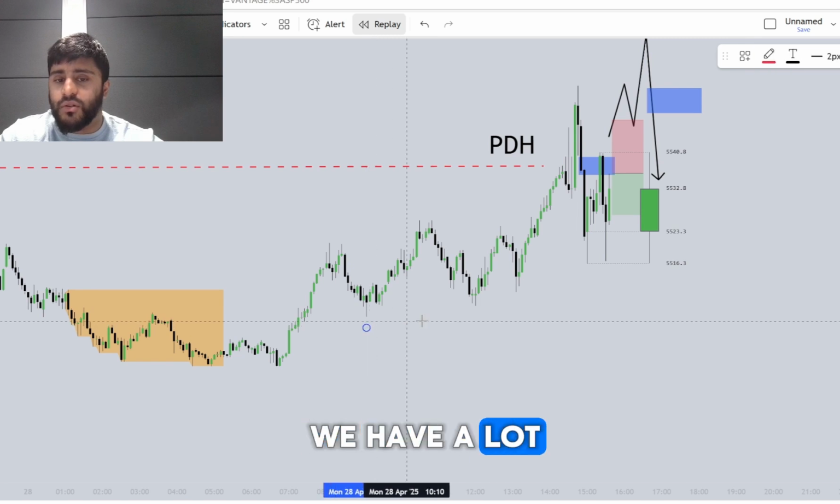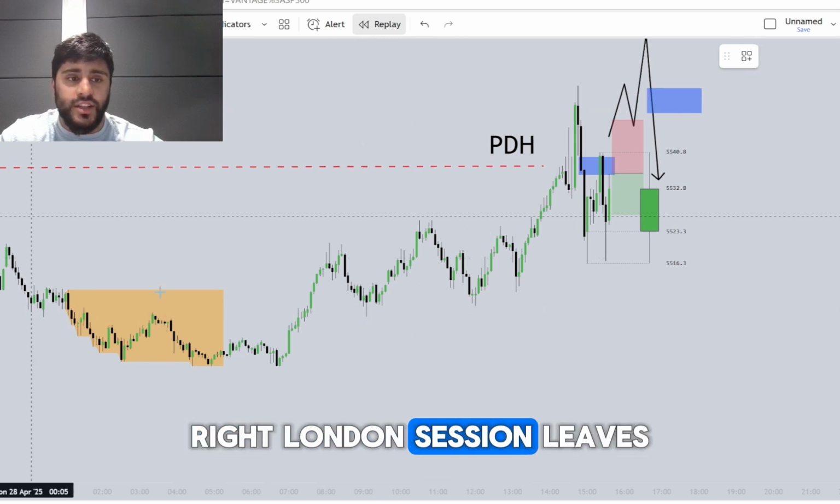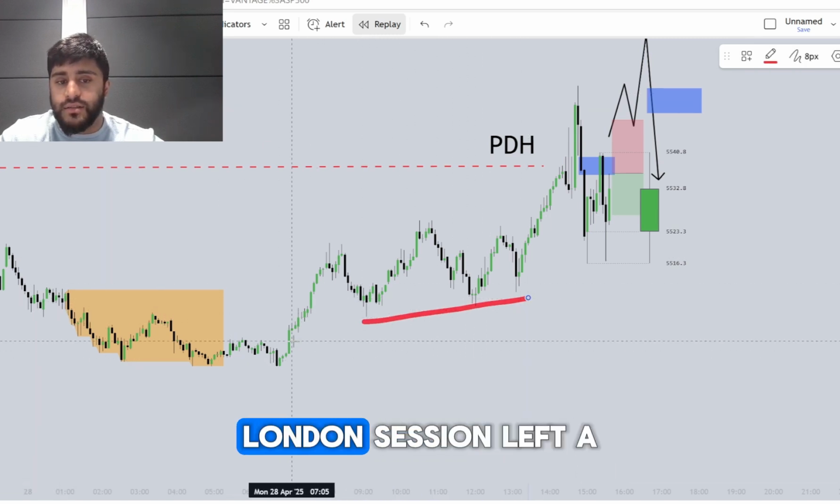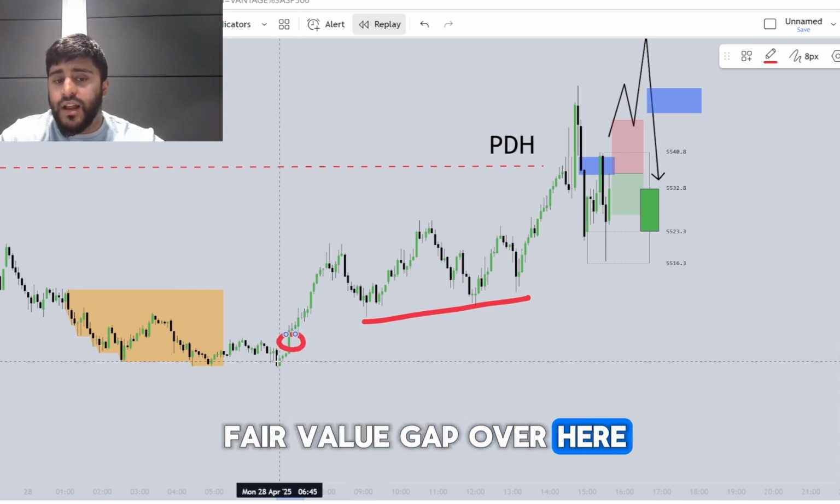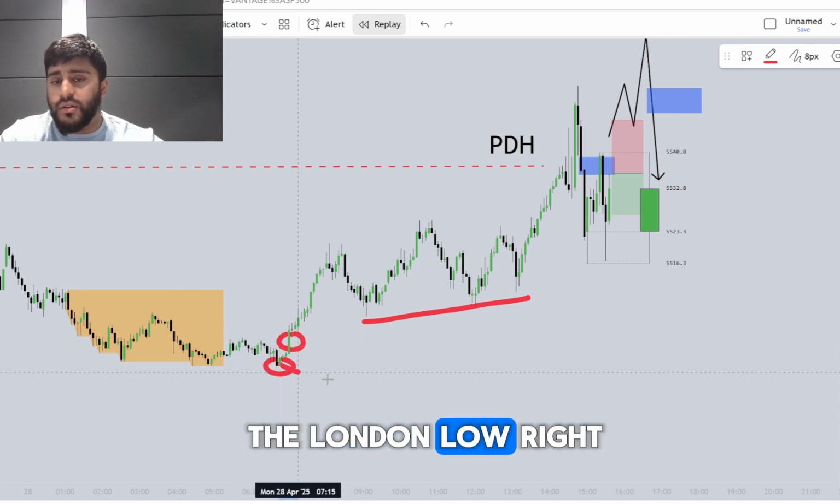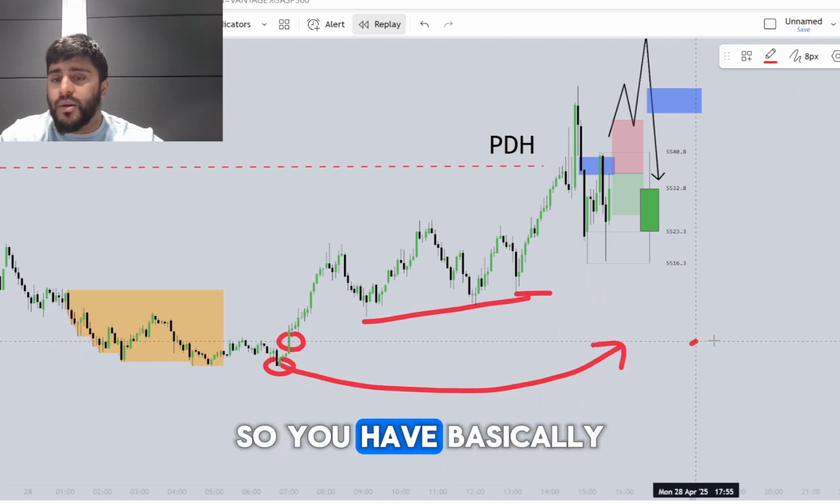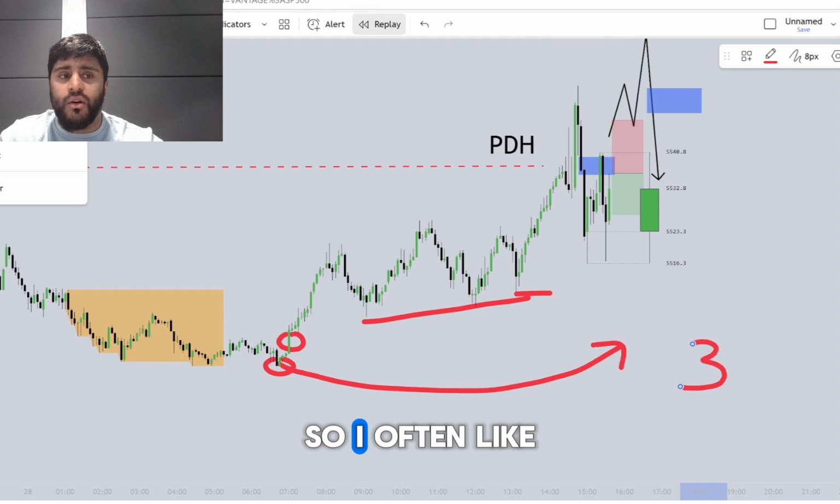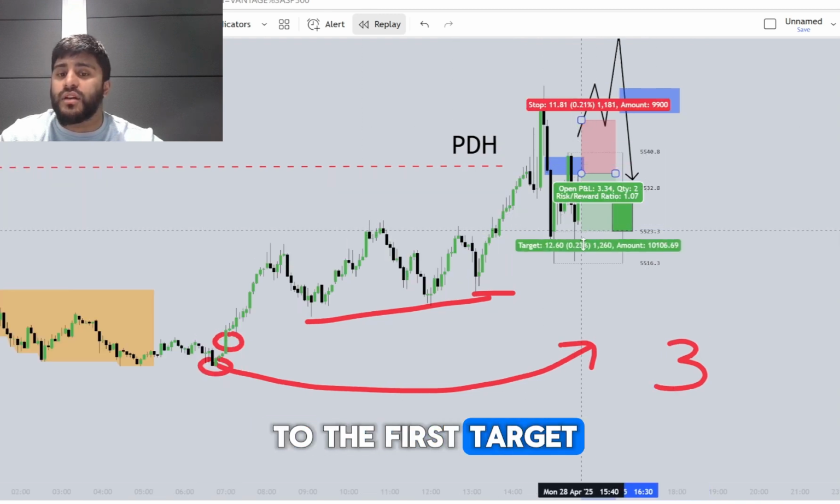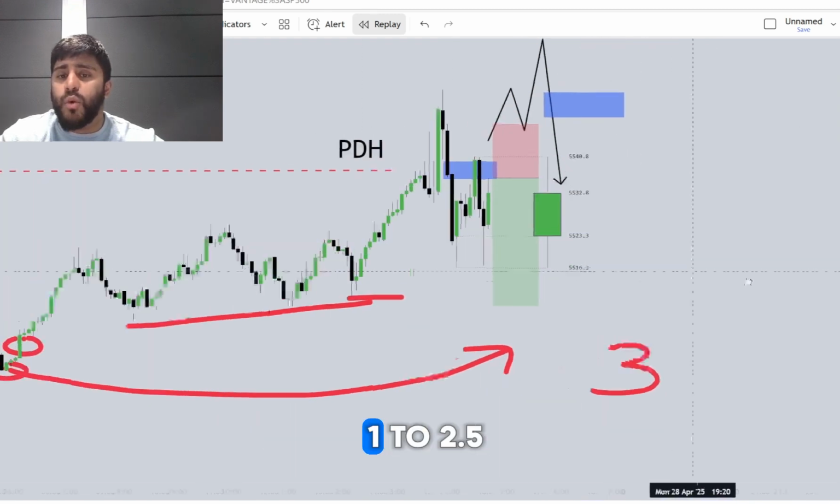But in this case, we have a lot of liquidity from London, right? London session leaves a ton of liquidity. London session left a fair value gap over here. London session also left the London low, right? So we can basically target any one of these areas. So you have basically three targets, right? So I often like to hold full volume to the first target, which is going to be down here. That's a 1 to 2.5.